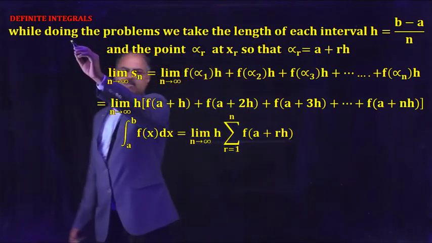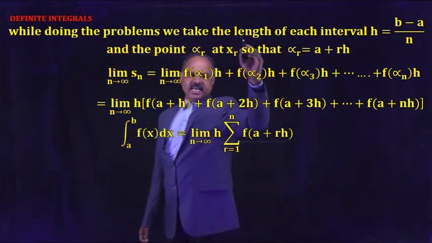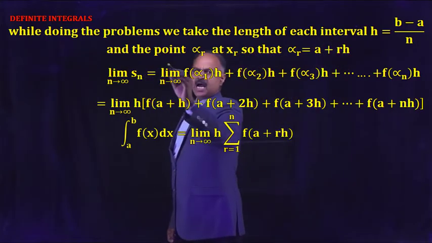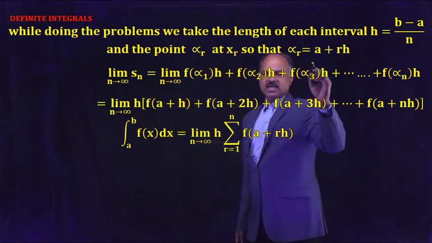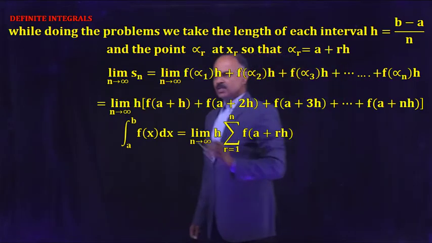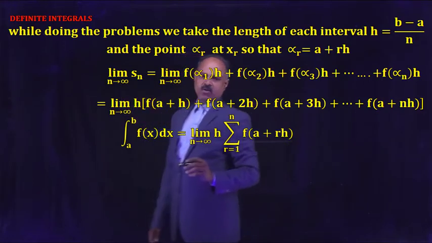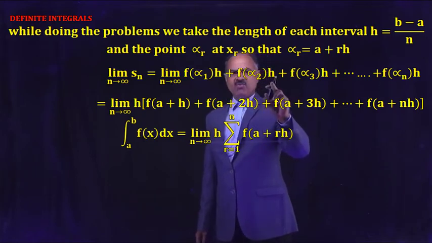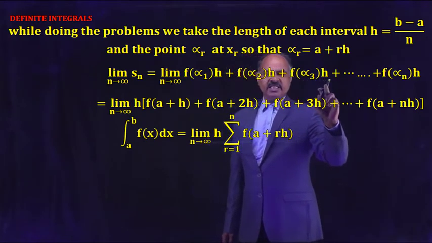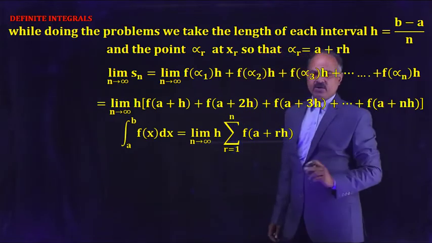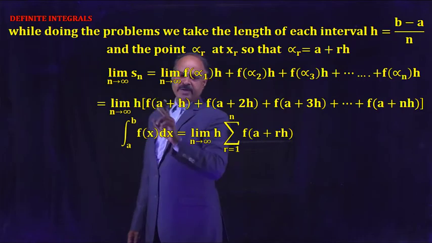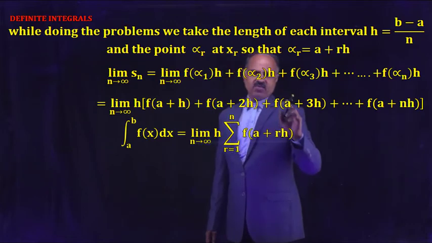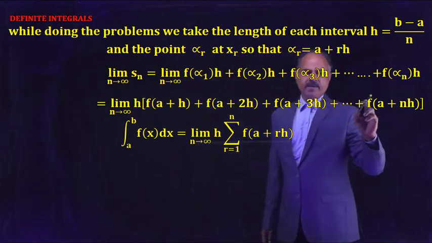While doing the problems, we take the length of each interval h equal to b minus a by n and the point alpha r at xr, so that alpha r is equals to a plus rh. So limit n tends to infinity Sn equal to limit n tends to infinity f of alpha 1 into h plus f of alpha 2 into h plus f of alpha 3 into h plus and so on f of alpha n into h. So that is equals to limit n tends to infinity h into f of a plus h, f of a plus 2h, f of a plus 3h, plus and so on f of a plus nh.